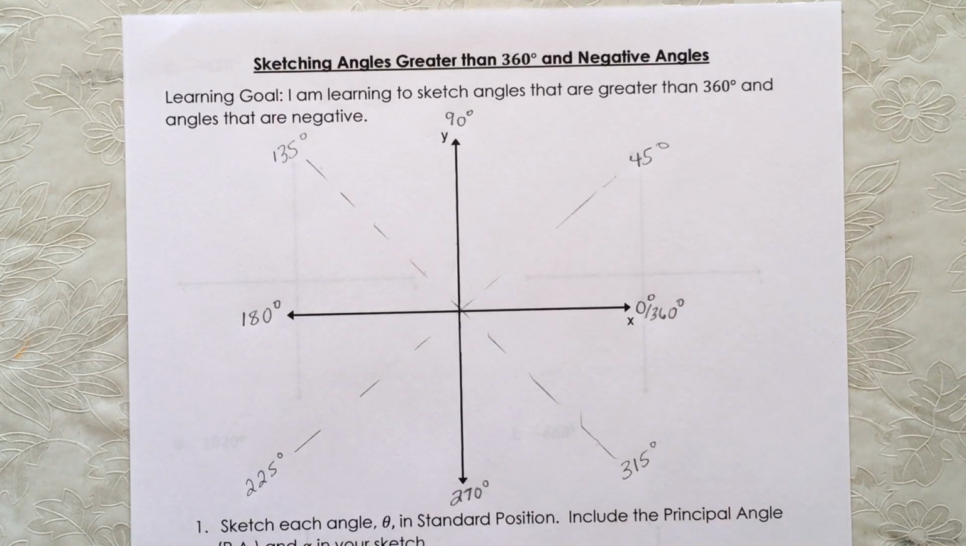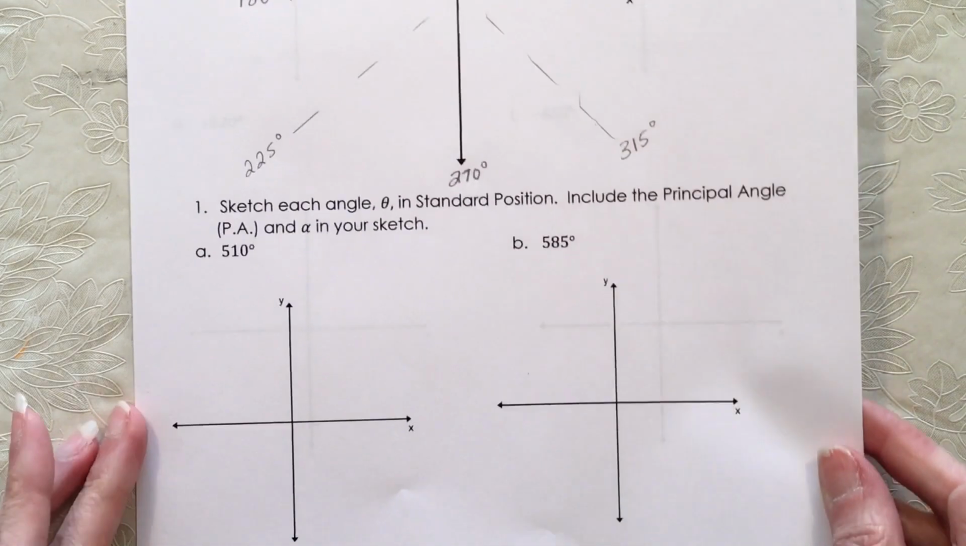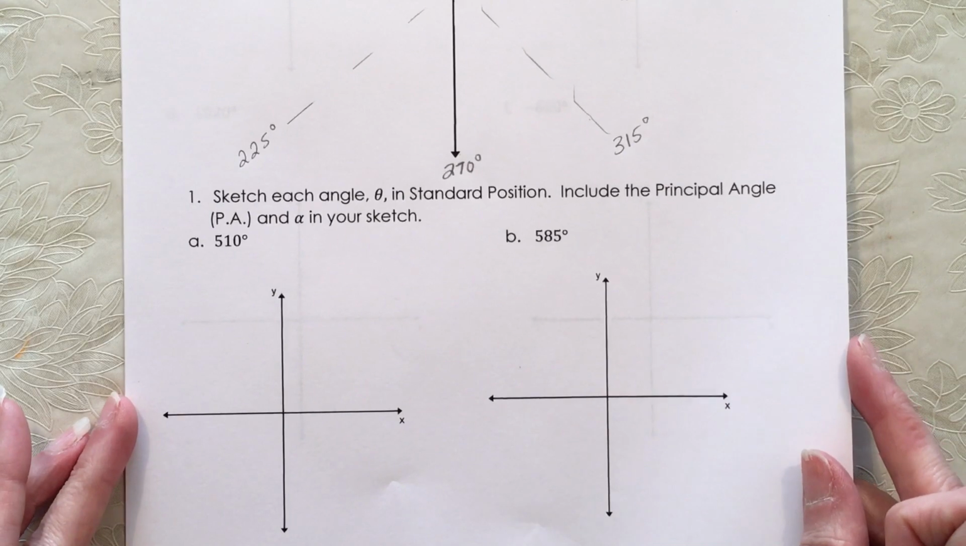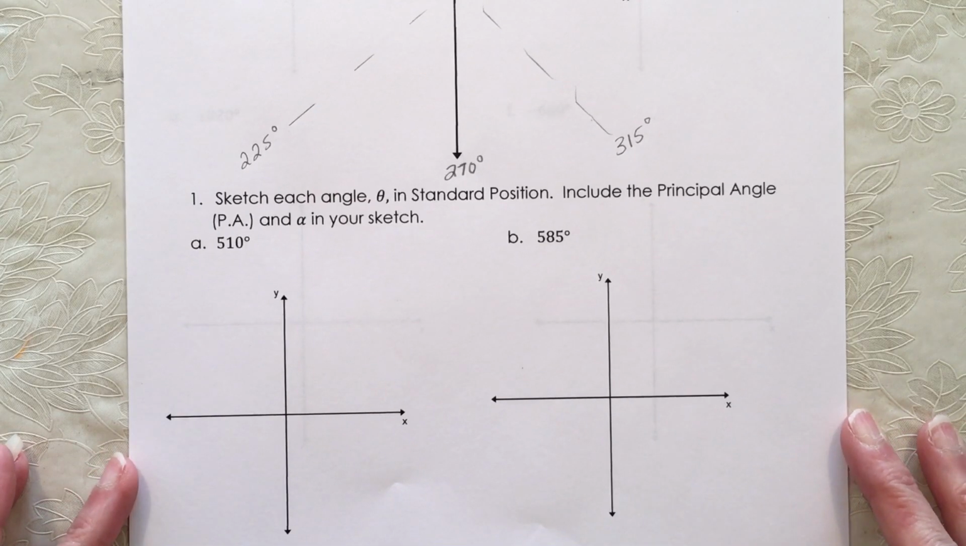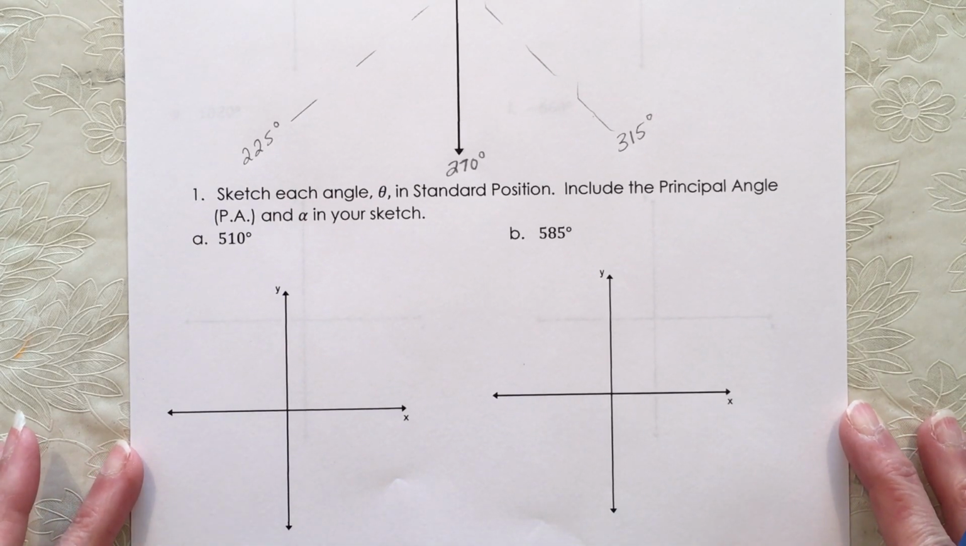Okay, so sketch each angle theta in standard position. Include the principal angle, which we're going to just use P.A. to represent. And I'm going to use a different color, so if you have a different color, that might be good if you're following along. And also put alpha, which is that little acute angle between the x-axis and the terminal arm. Also include that in our sketch.